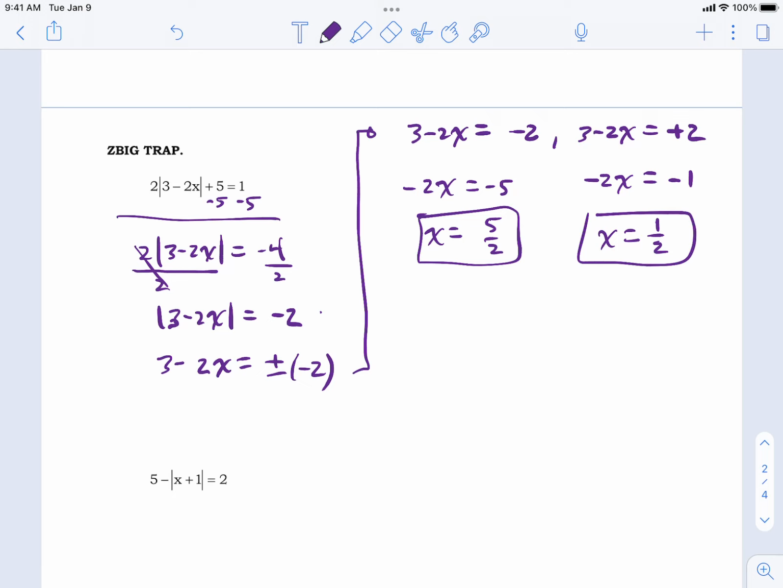Where am I? Looking at my notes saying, wait, that's not the answer I just got. Oh, here it is. Yeah, that's good. That is the answer I got.